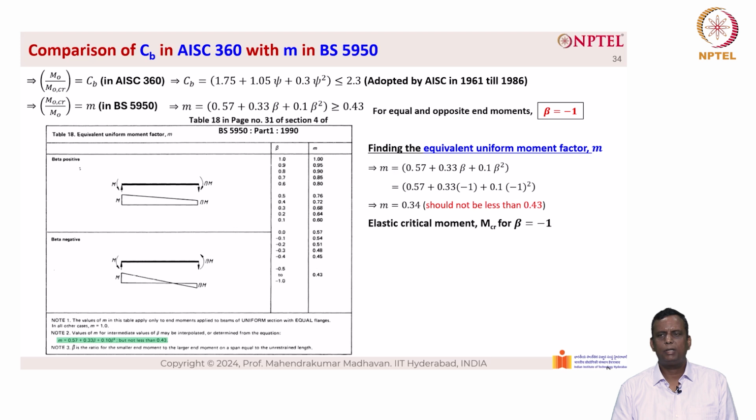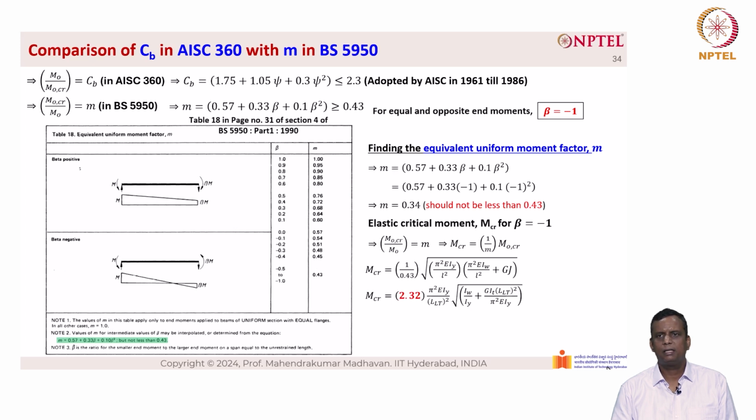So the elastic critical moment M_CR for beta equal to -1 is given as M naught critical by M critical equal to m. So M critical is equal to 1 by m into M naught critical. So we have M critical equal to 1 by 0.43 into root of pi square EI_Y by L square into pi square EI_W by L square plus GJ. So we have the equation here, M critical equal to 2.32 into pi square into EI_Y divided by L_LT the whole square into root of I_W by I_Y plus GI_T into L_LT the whole square divided by pi square EI_Y. This is the same equation that we get in AISC 360 also, as demonstrated here.